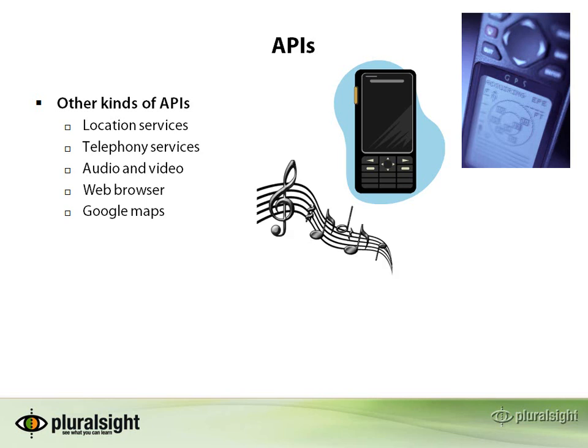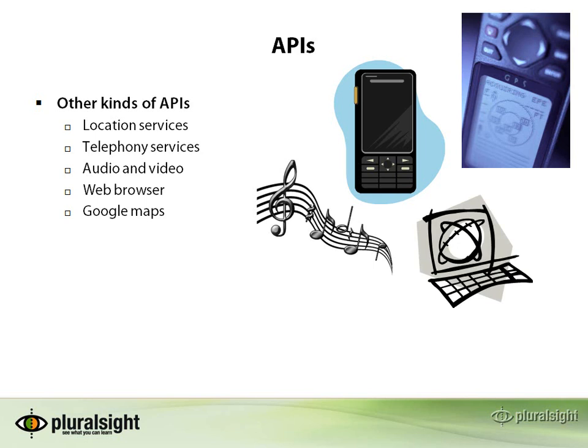Audio and video, you can play back lots of different audio and video formats from MP3s to videos, and it's really simple. It's actually very simple to do with the APIs. Web browser, one thing that you can do with your application is include a web browser right in the application, and it'll render for you, and you can control that web browser and even interact with the DOM inside the web browser.